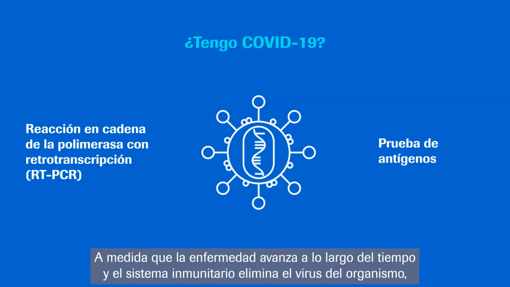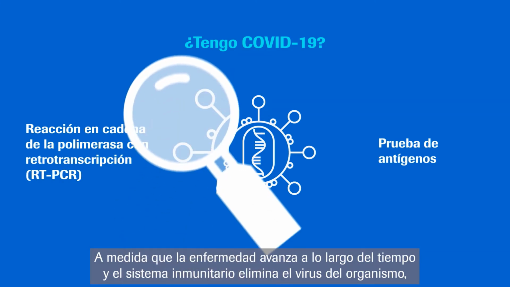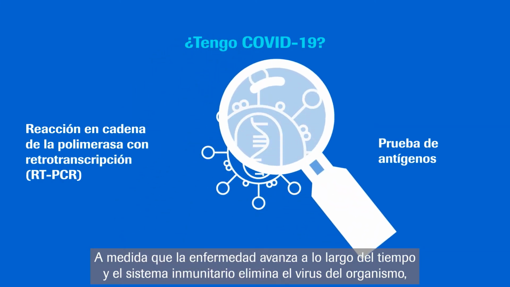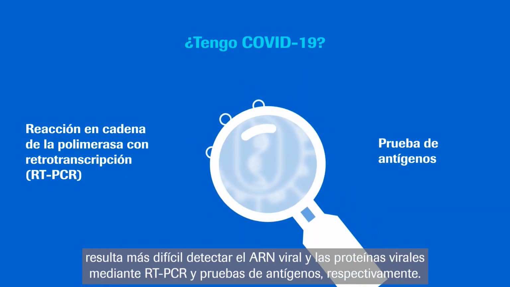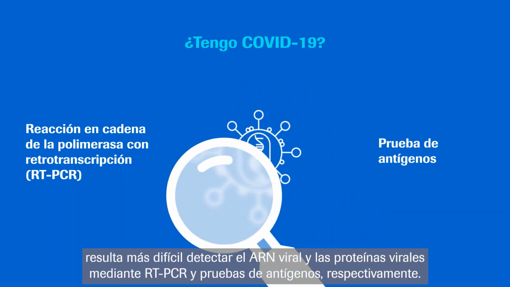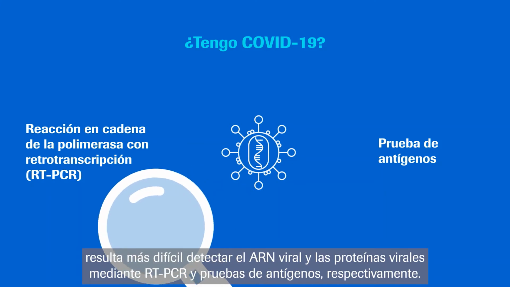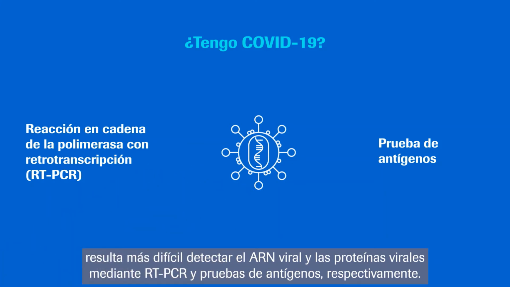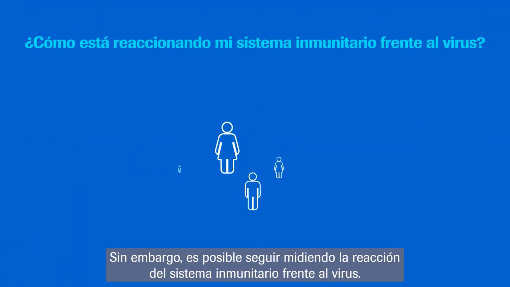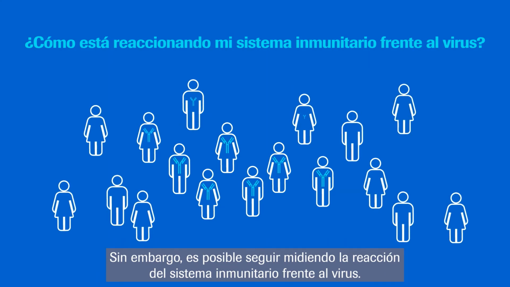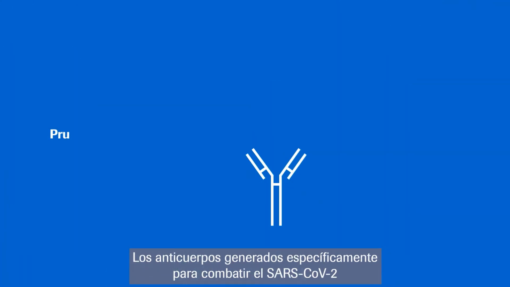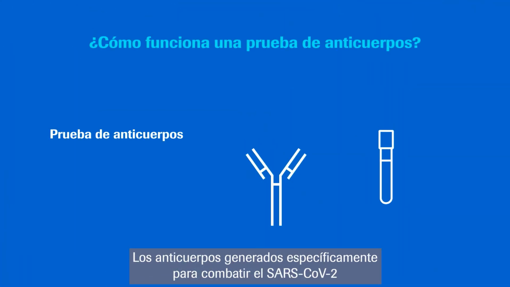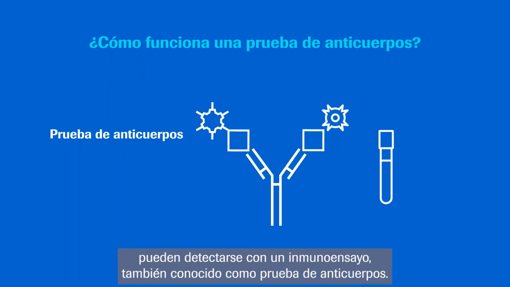As the disease progresses over time and the virus is cleared from the body by our immune system, it becomes more difficult to detect the viral RNA and viral proteins through RT-PCR and antigen tests, respectively. However, our body's immune system reaction to the virus can be measured further. The antibodies produced specifically to fight against SARS-CoV-2 can be detected with an immunoassay, also known as an antibody test.